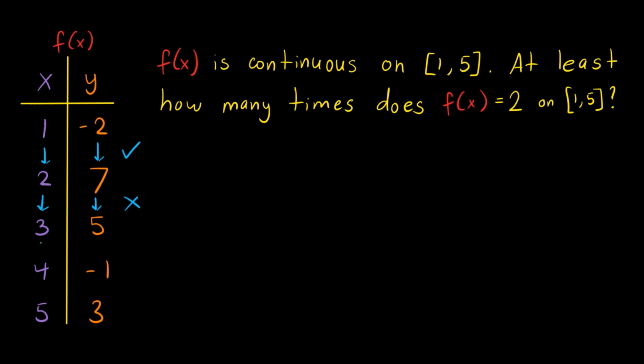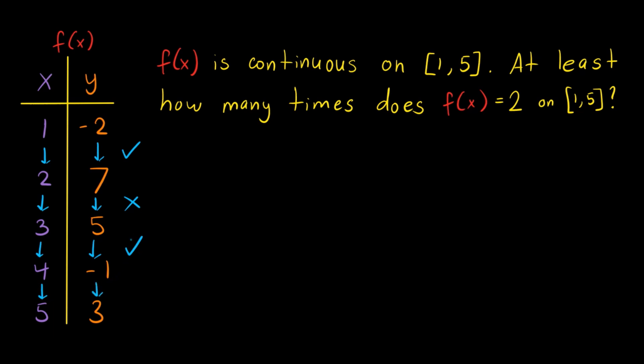Looking at when x goes from 3 to 4, y goes from 5 to negative 1. Same process as the first one here. 2 is between 5 and negative 1, so a continuous function has to have passed through 2 by the intermediate value theorem. Finally, when x goes from 4 to 5, y goes from negative 1 to 3.